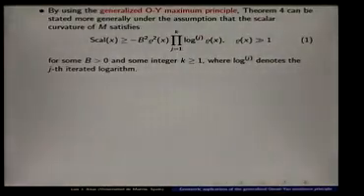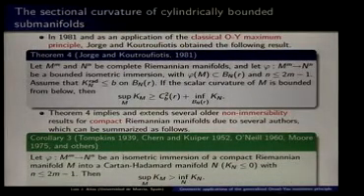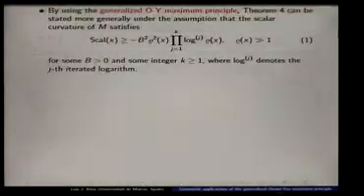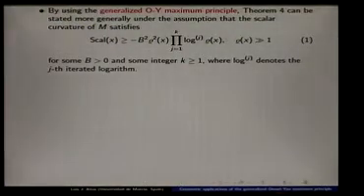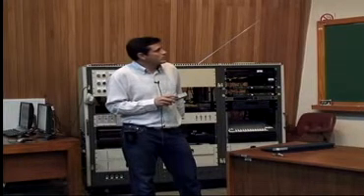By using the generalized Omori-Yau maximum principle, theorem 4 above can be stated more generally. Recall that here we assume that the scalar curvature is bounded from below. We can weaken this condition, just replacing it by asking that the scalar curvature is bounded from below by a function like this.